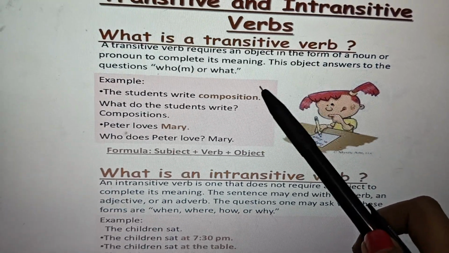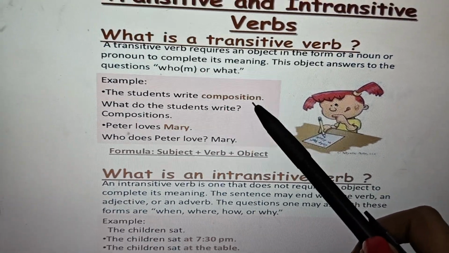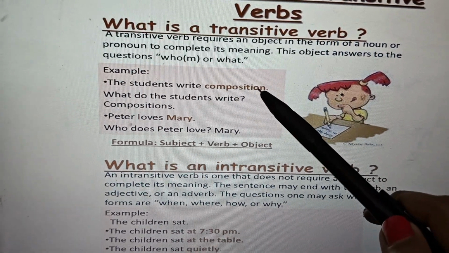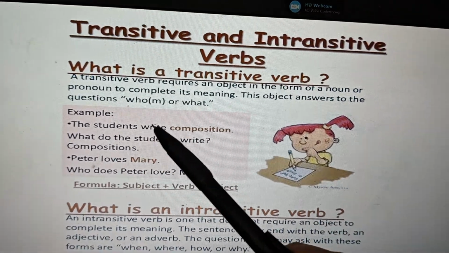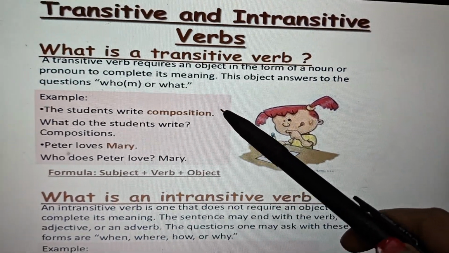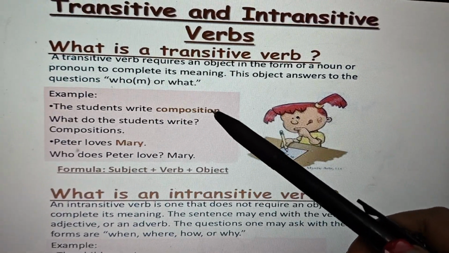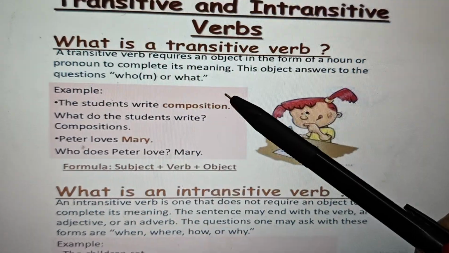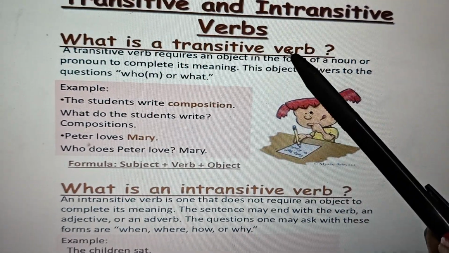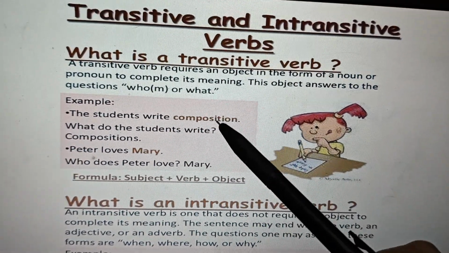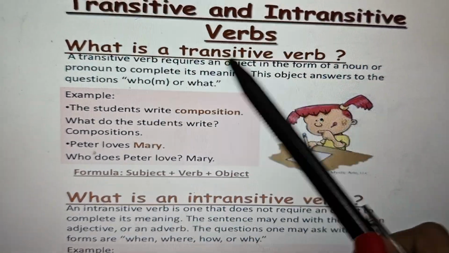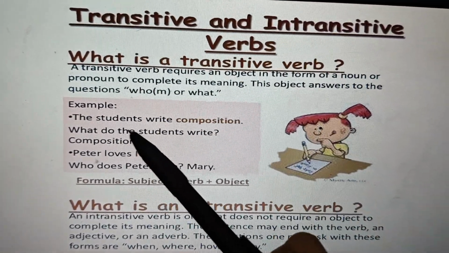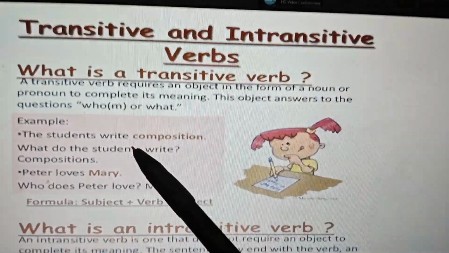Now it's in the form of a noun or pronoun. It's not a pronoun, so it's in the form of a noun. It has to complete its meaning. The students write composition. Does this make any complete meaning? No. The students write composition. What do the students write? Composition. That's what. It answers the question what. What do the students write?